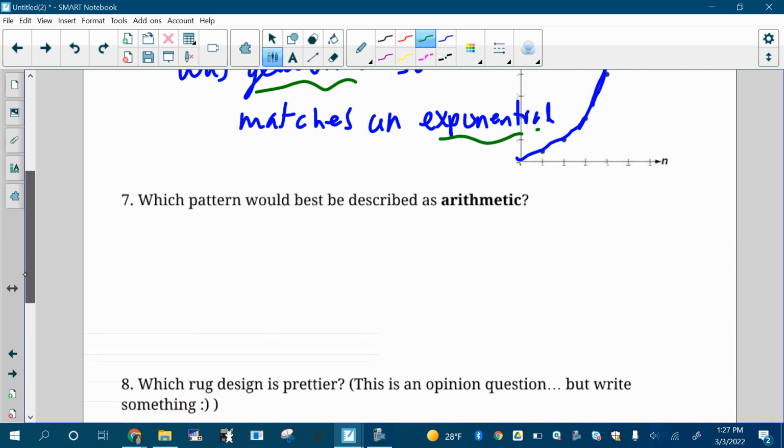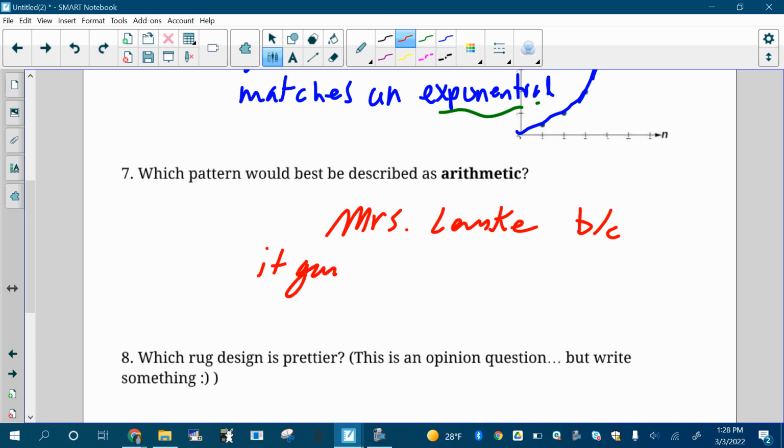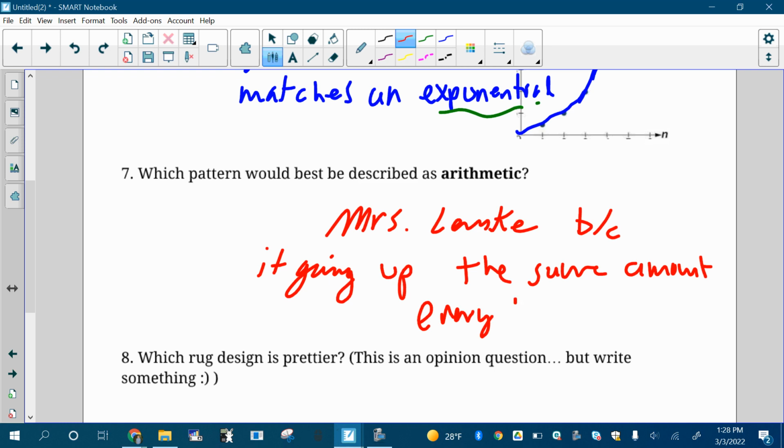All right, sliding down here. On the other hand, which pattern would better be described as arithmetic? That'd be Mrs. Lemke's. Why? Because it was going up the same amount every time. It wasn't multiplying by the same amount. It was adding the same amount every time. You could also say there was a common difference. It's another way to say it was going up the same every time.